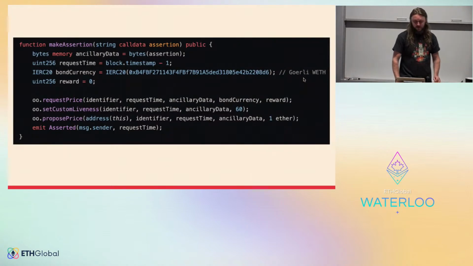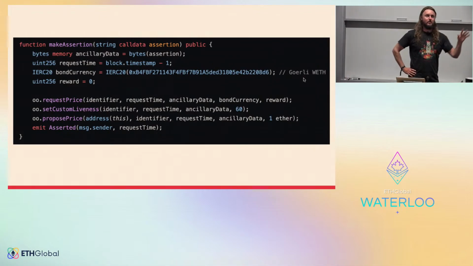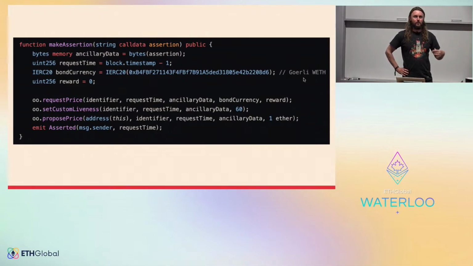So this is how you make an assertion. You can see all of the components here where you're requesting data and providing data simultaneously. But what's nice about this is you don't need to go find some third party to deliver your data for you. You probably already know what the answer is in a lot of cases, but you don't want people to have to trust you. So this keeps it decentralized while also being efficient.